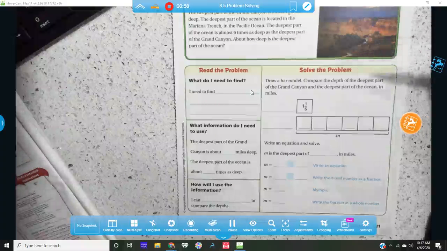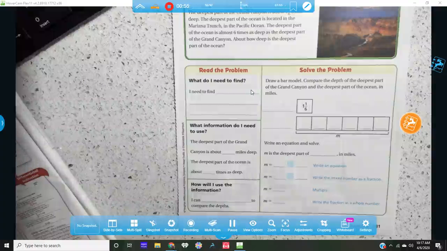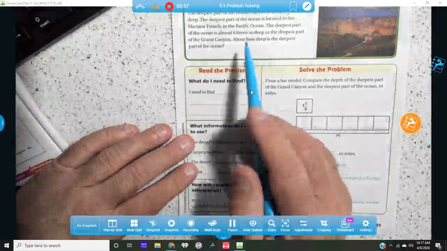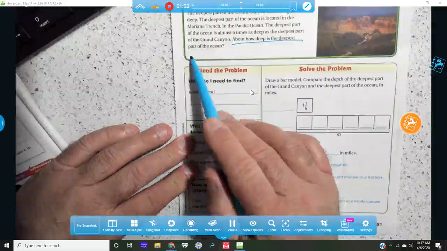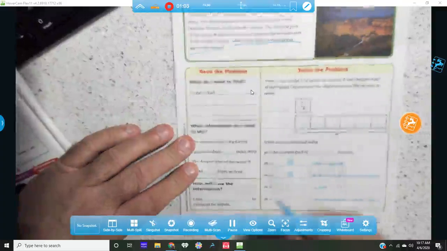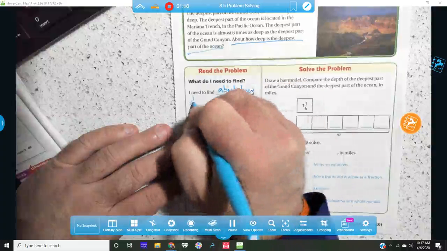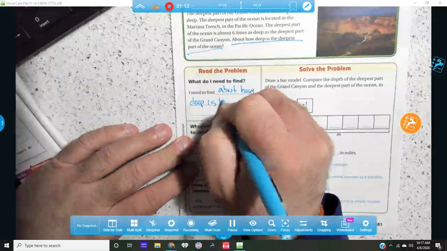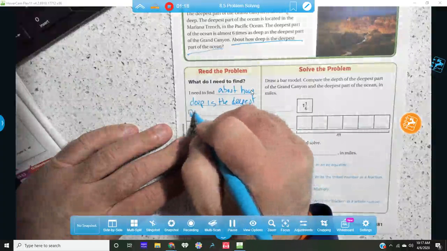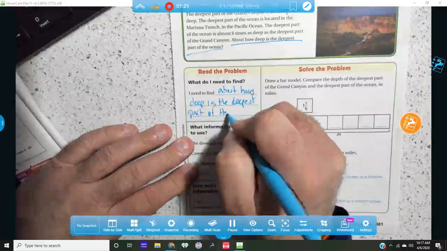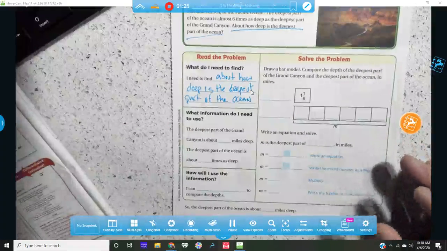Alright, so we're going to do our problem solving steps. We read the problem. What do we need to find out? Well, we can go right back up to the problem, and it says, about how deep is the deepest part of the ocean? So that's what we write here. About how deep is the deepest part of the ocean.